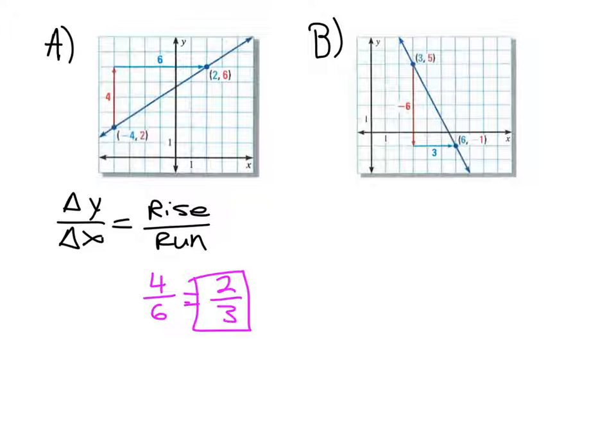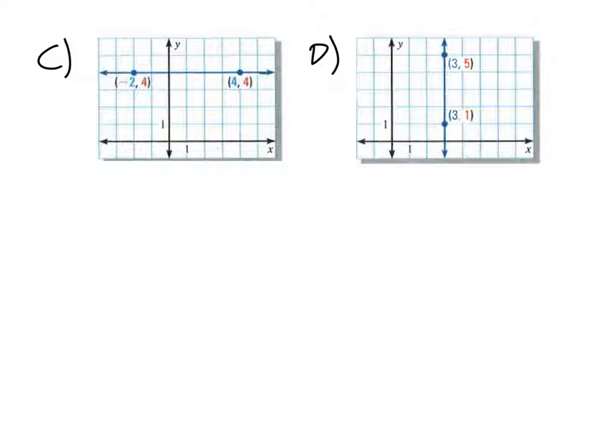Example B, now we have a line going down as we go from left to right. So since this line is going down as x increases, we know that this is going to be a negative slope. And we see, as we go from (3, 5) to (6, -1), our rise is -6 and our run is 3. If we simplify that, -6 divided by 3 is -2. There's our slope.